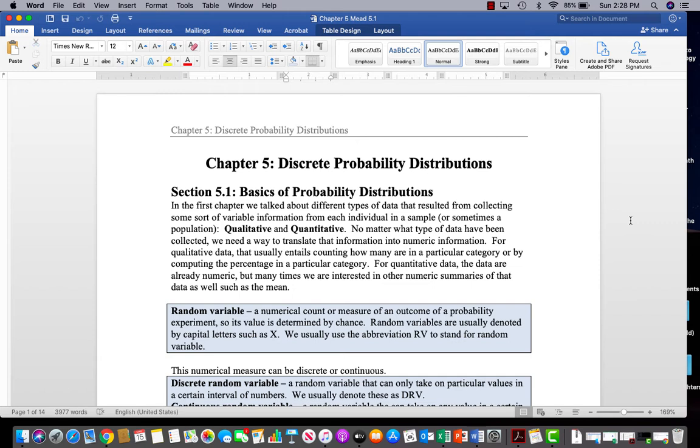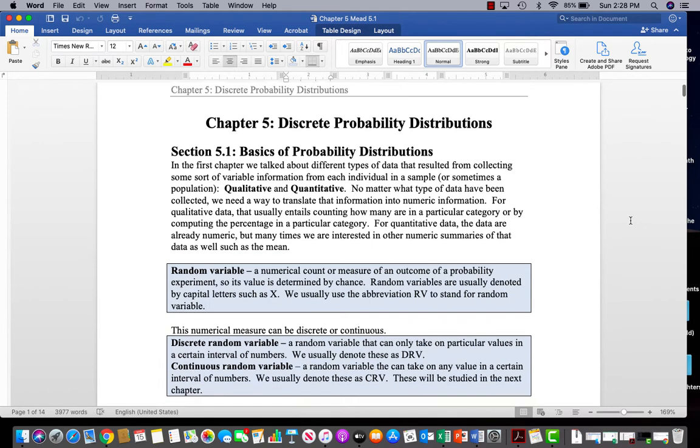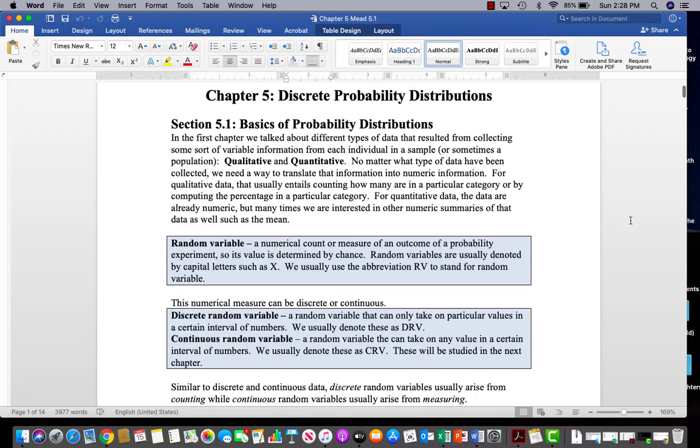Hi everyone. Today we're going to be looking at the first section of Chapter 5, which is about discrete probability distributions. It's section 5.1, and it's about the basics of probability distributions. So if you go back to the first chapter, we talked about different types of data that resulted from collecting information, variables. They were qualitative and quantitative.